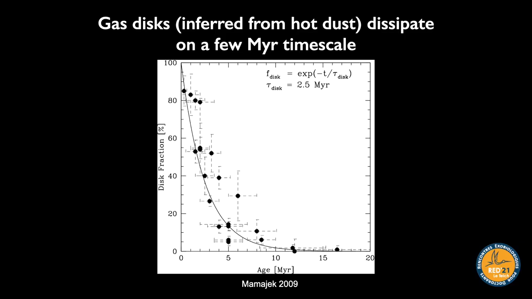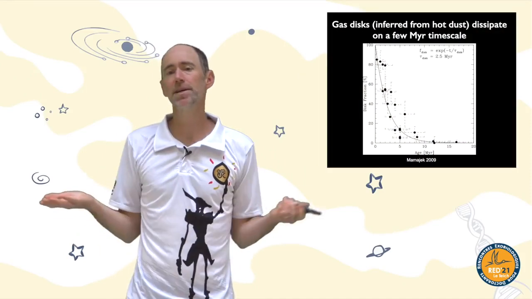And so what you can see is very, very young clusters of stars. Pretty much all of those stars have hot dust, so they pretty much universally have disks. Whereas very old clusters, older than 5 or 10 million years, almost none of the stars have hot dust, so they don't have disks anymore, we don't think. And the typical time frame for this to go down is a few million years.